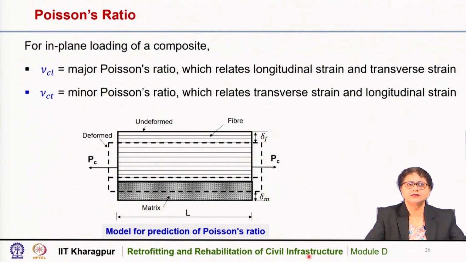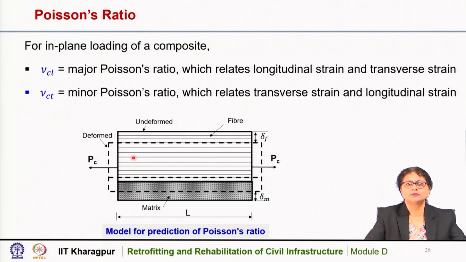Now, we will discuss the Poisson's ratio of the composite. For in-plane loading of a composite, we have two Poisson's ratios for the composite. One is the major Poisson's ratio, which is denoted as nu CL, which relates the longitudinal strain and the transverse strain. The other one is the minor Poisson's ratio, which is denoted as nu CT, which relates the transverse strain and the longitudinal strain.